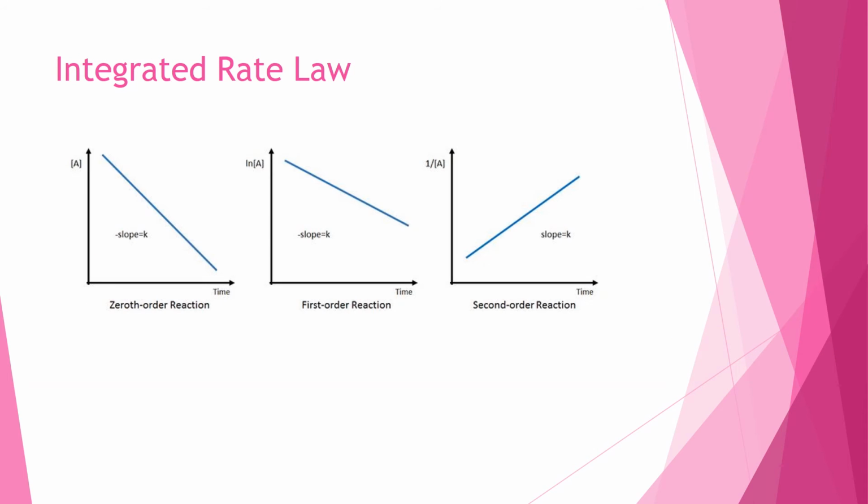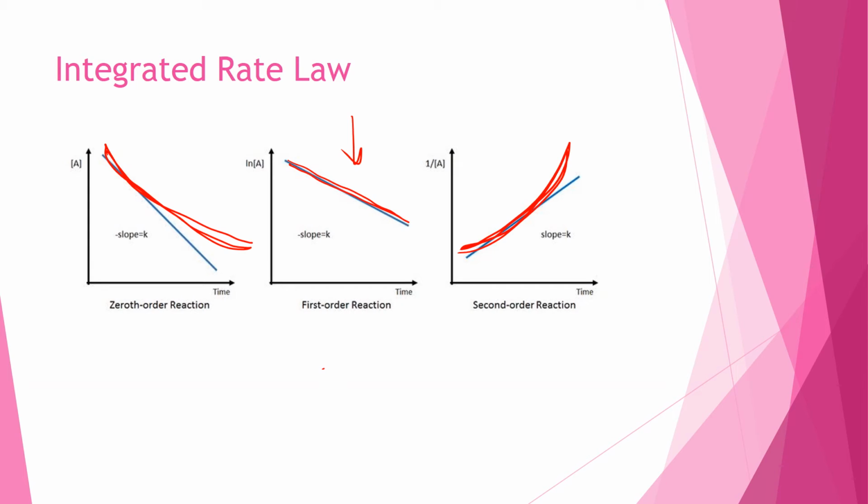If I had a first order reaction, this particular line would be straight with the natural log of A versus time, but this would curve, and this would curve as well. So that's how I determine which order it is. Out of the 3 graphs, whichever is the straightest line, that is the order of the reaction.